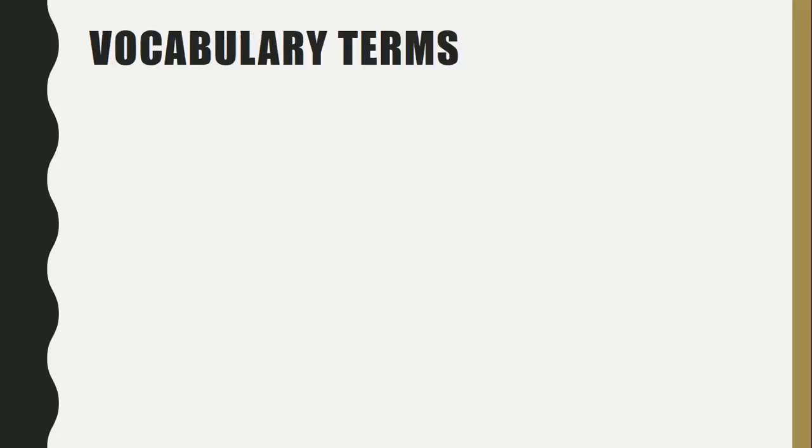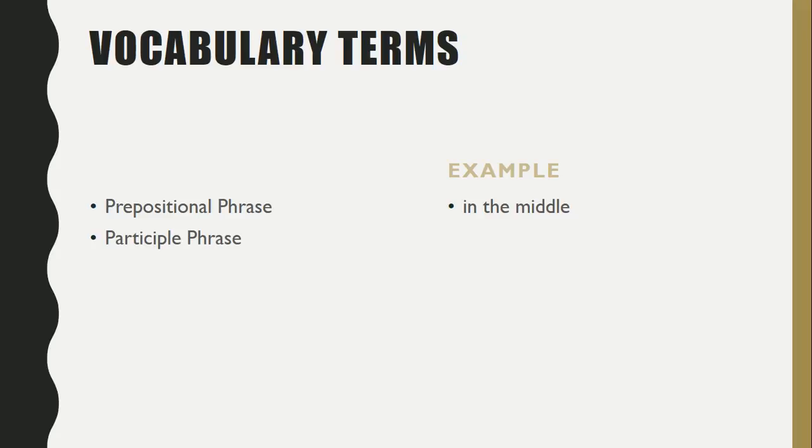Some vocabulary terms we need to know. A prepositional phrase. Here's an example of one in the middle. Prepositional phrases often tell us where or when. Participle phrases, here's an example. Strolling through the park. A participle phrase needs to have that verbal in front of it. That's a participle, and the whole thing is a phrase because all of these words go with strolling. Through the park, incidentally, is a prepositional phrase. So we have a prepositional phrase inside of a participle phrase.